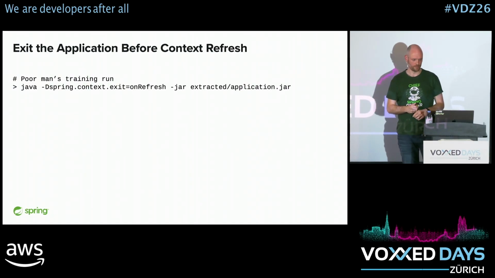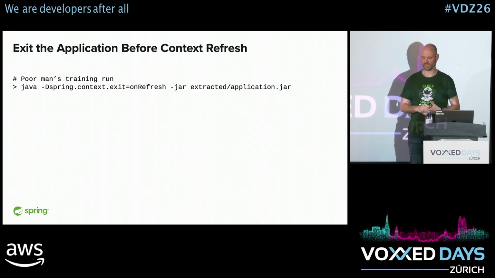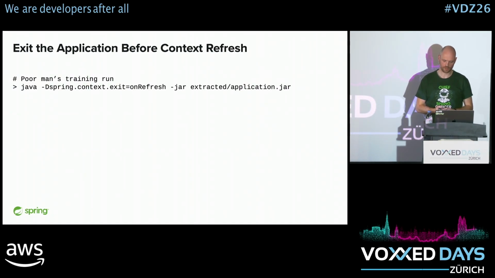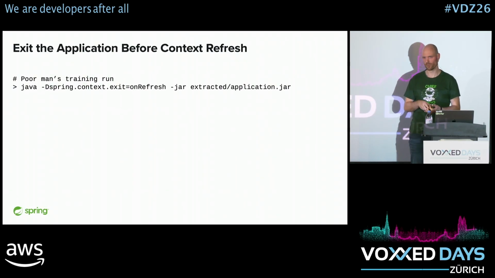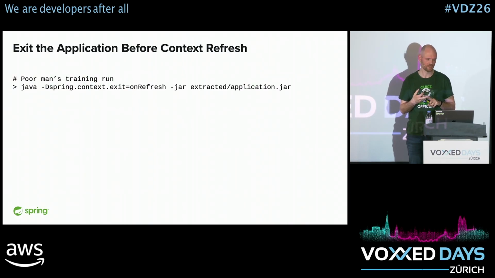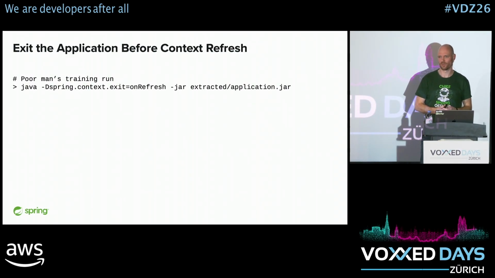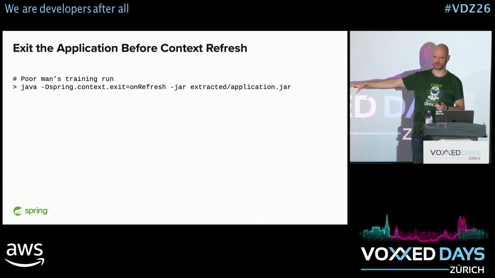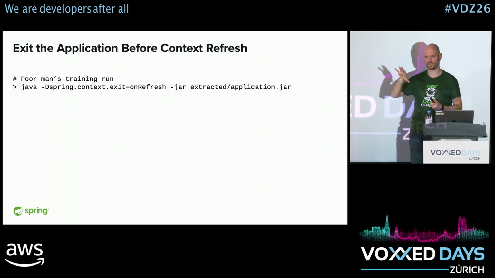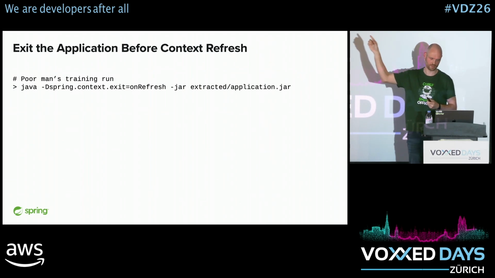Now we want to talk about the AOT cache. We need to think about a training run. There are two ways to do a training run. The first one is the hard one: get production data or write a production-like integration test. The other one is what I call the poor man's training run, and this is this thing here. This essentially only caches class loading, but not the warm-up. So you improve startup speed, but you don't improve warm-up speed with this.